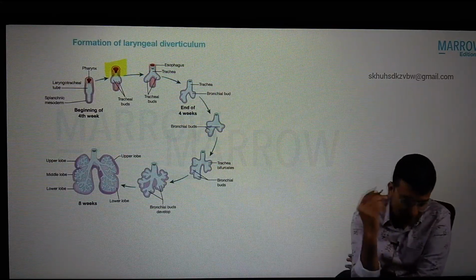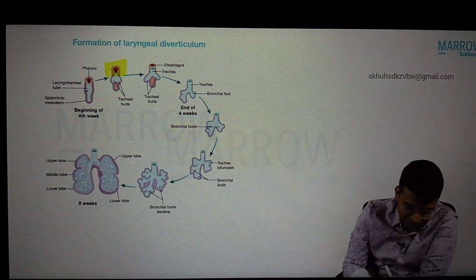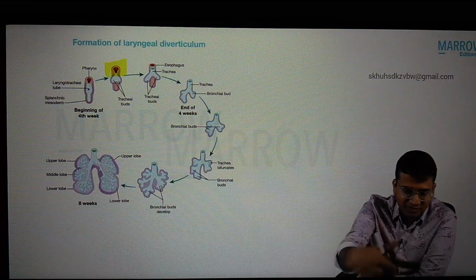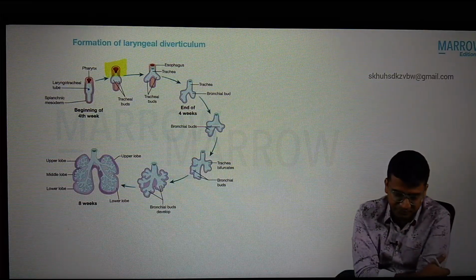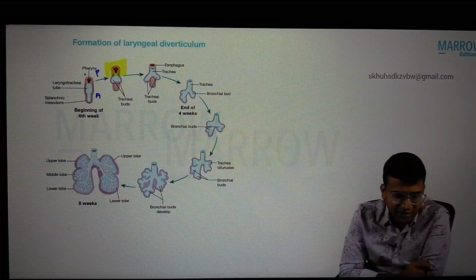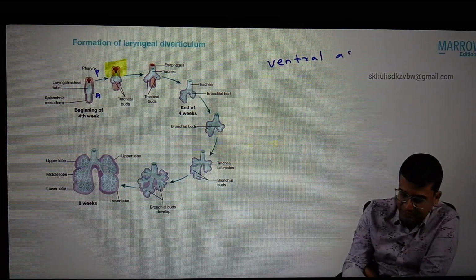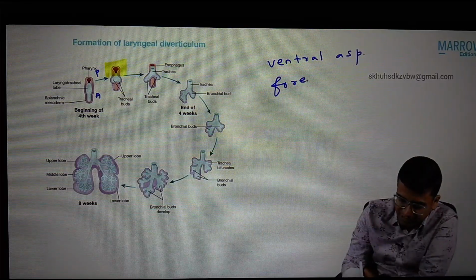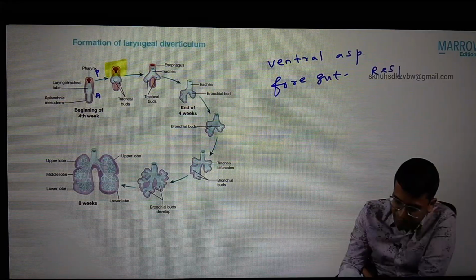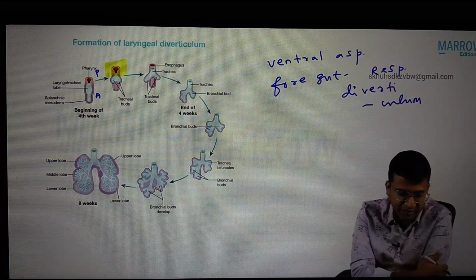Now see here, this is the respiratory diverticulum. It is on the front side, the ventral aspect of the foregut, and behind you see the foregut tube. So this is the front side, anterior, and this is posterior. In the ventral aspect of the foregut tube only, the respiratory diverticulum is coming.